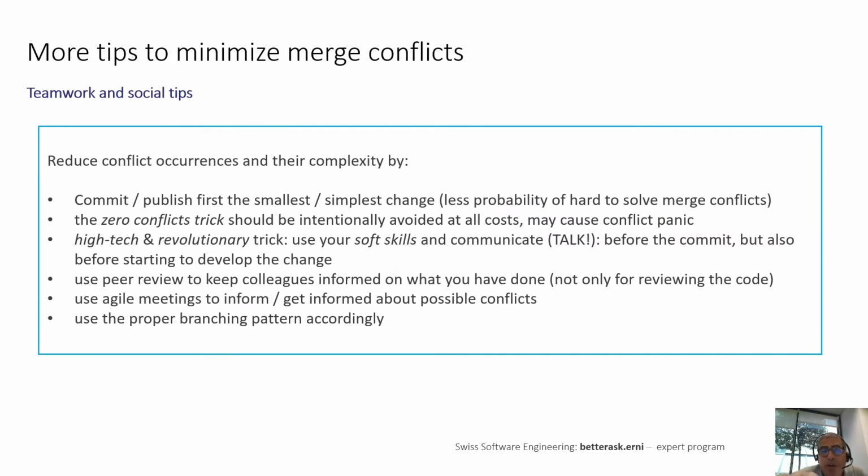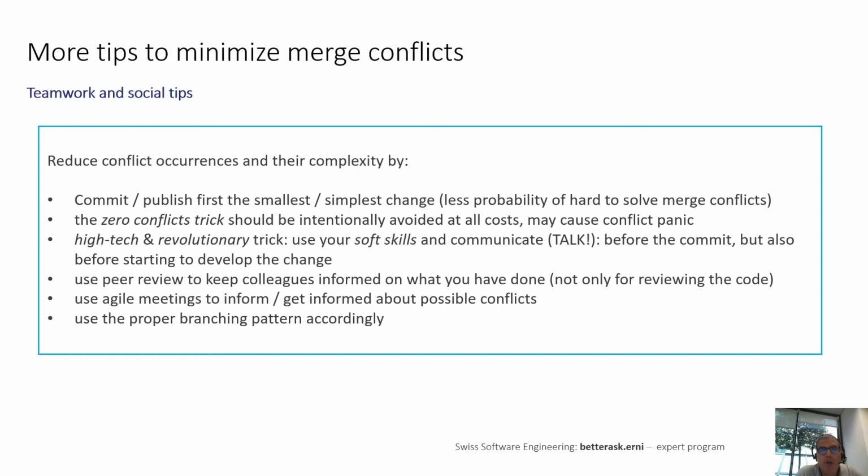So in order to minimize your conflicts, what you can do is also follow some teamwork and social practices. For example, when you know there are two changes that will have conflicts, commit first the one which has the smallest and simplest change. Then it will be much easier to solve the conflicts. This trick that we had before, the zero-conflict trick, is of course a joke, a bad joke. Don't do it, please, because it can cause a lot of waste of time.